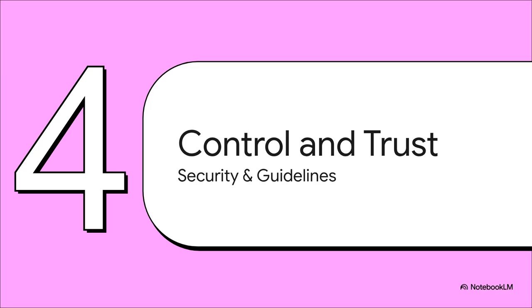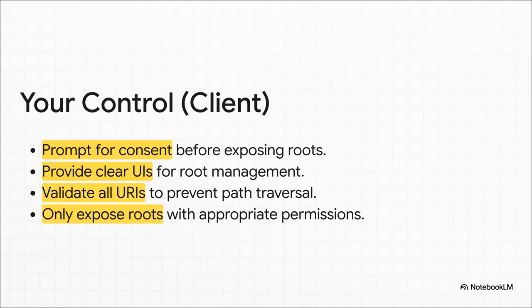And all of this, every piece of this protocol, is designed to build toward three things that are frankly non-negotiable: your control, your privacy, and your trust. First, your control. The protocol is designed to make sure you are always in the driver's seat. Your application, the client on your machine, is responsible for getting your explicit OK, giving you easy tools to manage that list of approved folders and, this is huge, making absolutely sure the AI can't even try to peek at a file outside those boundaries.